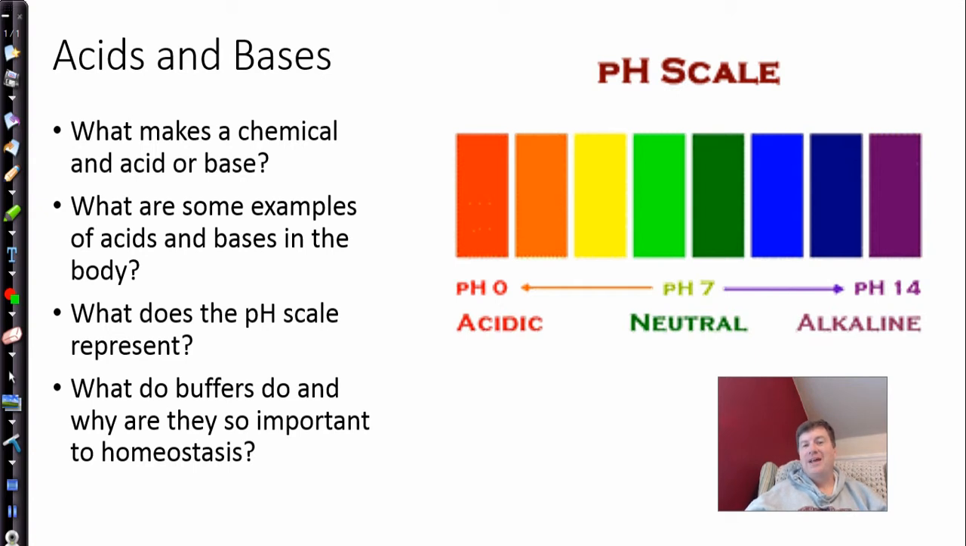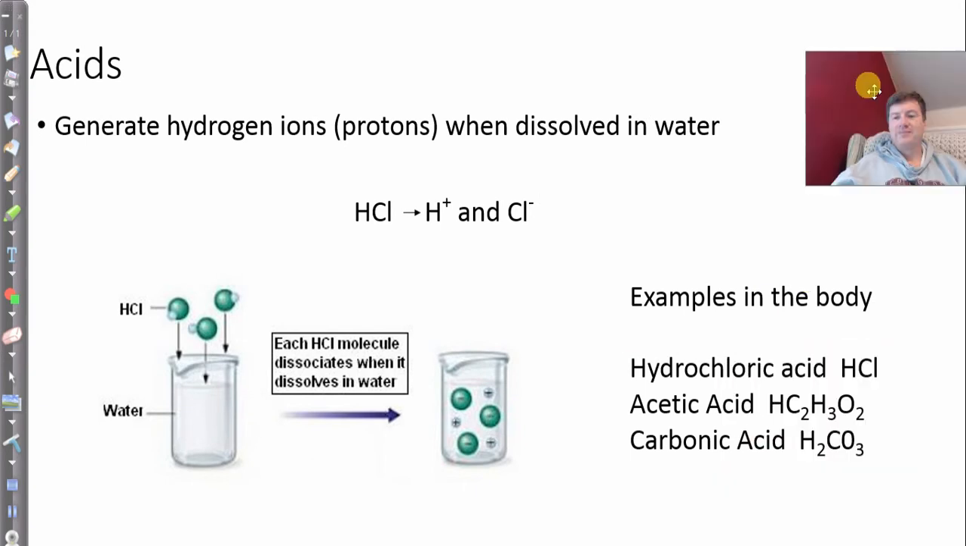What makes a chemical an acid or a base? What are some examples in the body? What does the pH scale represent? And what do buffers do? And why are they so important in the body? Let's look.